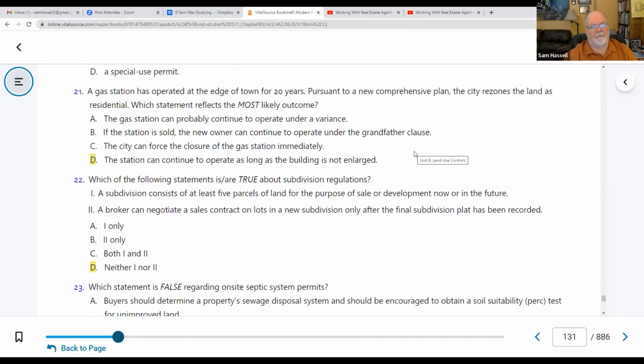Number 21, a gas station operated at the edge of town for 20 years. Pursuant to a new comprehensive plan, the city rezones the land as residential. Which statement reflects the most likely outcome? The answer is D. It is going to continue to operate as long as the building is not enlarged or the use is changed or anything else. It would be a legal non-conforming use.